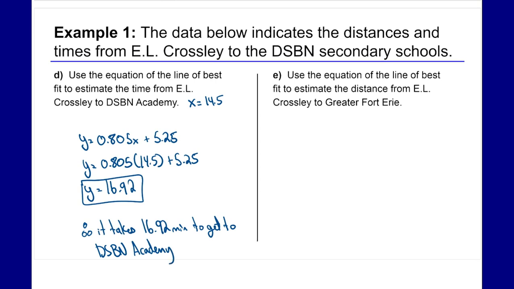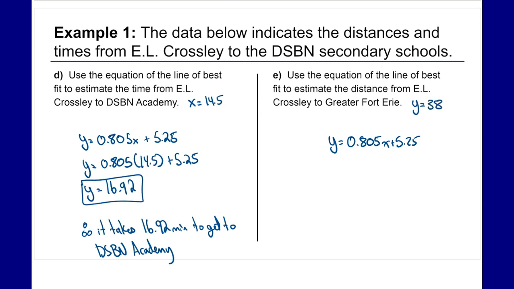For E, right, similar idea. We're going to use the equation from the line of best fit. So the y equals 0.805x plus 5.25. I'm going to be substituting a value in. However, in this case, because I know the time, I'm going to be looking for the distance. Or in other words, I know the y value, which is 38.